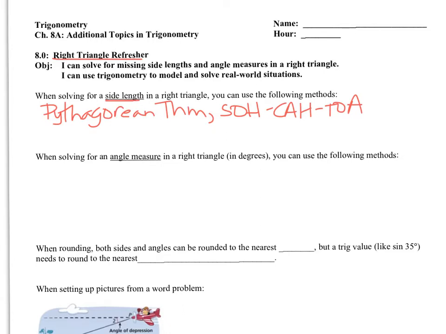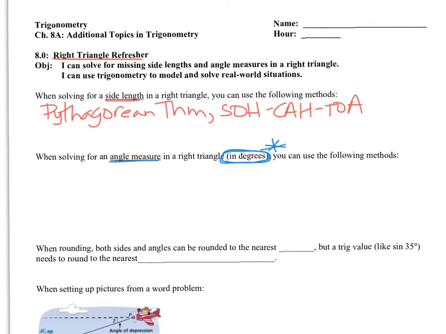The nice thing about right triangle trigonometry and pretty much everything we do in Chapter 8 is we're always going to be in degree mode. Make sure your calculator is in degree mode and you shouldn't have to convert to radians for anything we do in this chapter. So here are options to find angle measures.